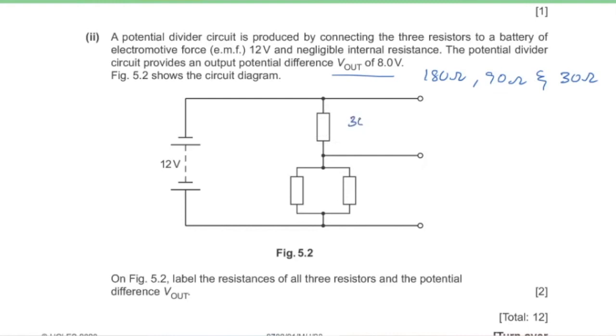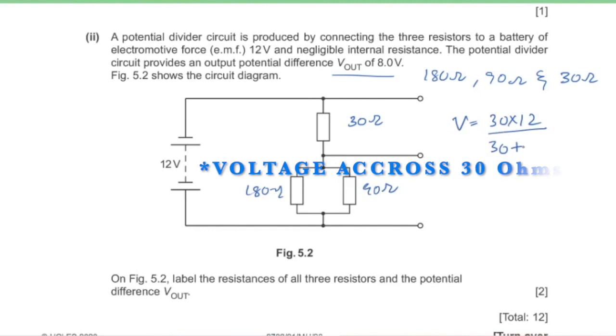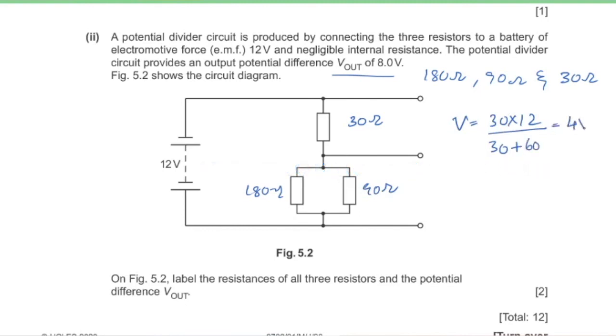Now, what if we put 30 ohms here in series with the parallel connection of 180 ohms and 90 ohms? If we calculate the voltage across 30 ohms, it will be 30 into 12 divided by 30 plus the combined resistance of 180 and 90, which is 60 ohms. That gives me a voltage of 4 volts. 4 volts is across this 30 ohms, which is in series with the parallel connection. This means that the voltage across the parallel loop of 180 ohms and 90 ohms is going to be 12 minus 4, which is 8 volts. So here I get the V out of 8 volts, and I'll label this as V out. And 30 ohms is in series with the parallel connection of 180 and 90 ohms.